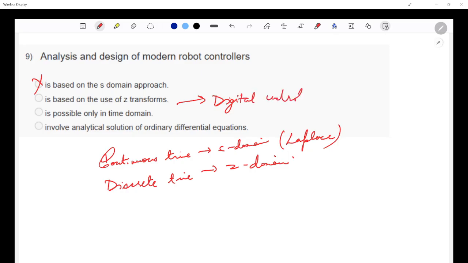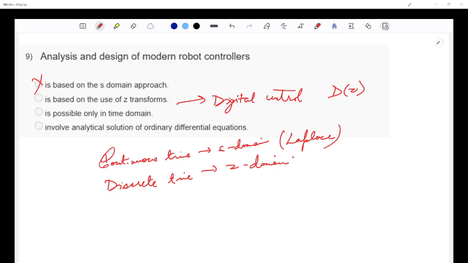Digital control involves sampling. We use dz, and the Z transform is the discrete equivalent of Laplace. The third option, that it is possible only in time domain, is wrong. Design is not restricted to time domain; frequency and Z domain are heavily used. And the fourth option is that it involves analytical solution of the ODEs.